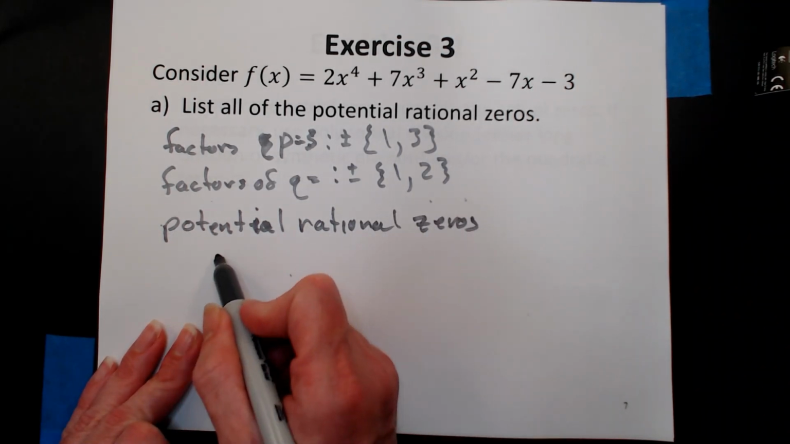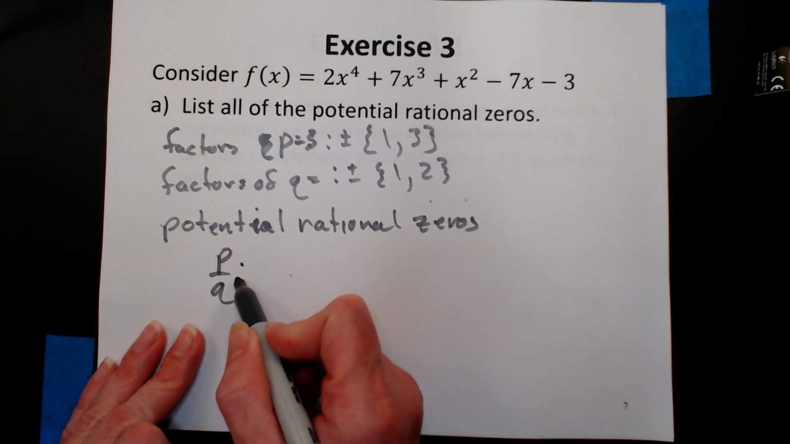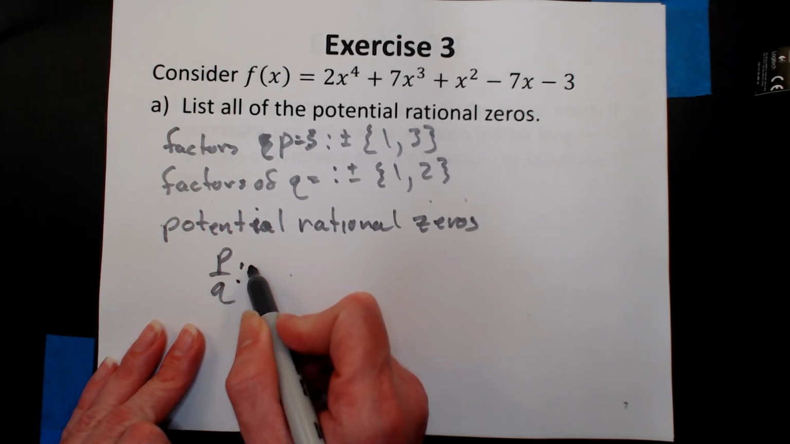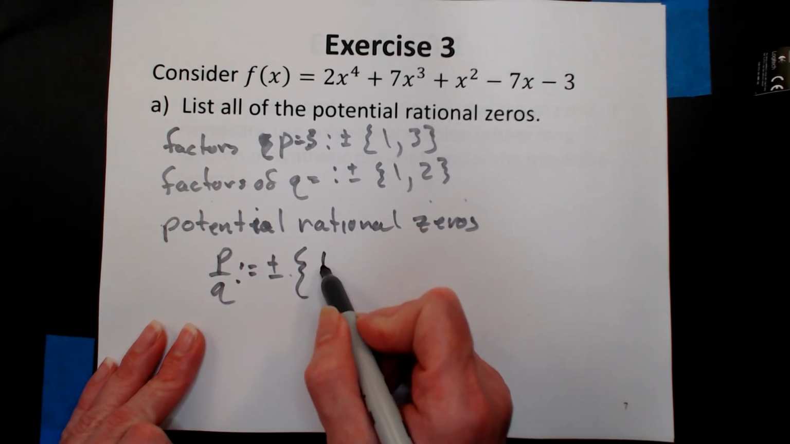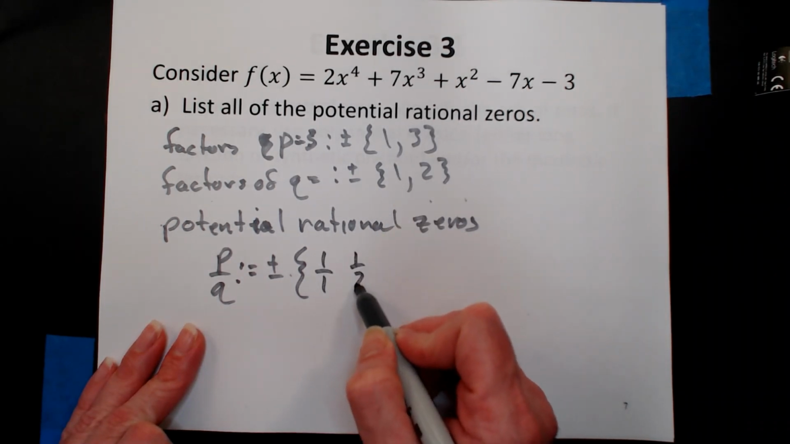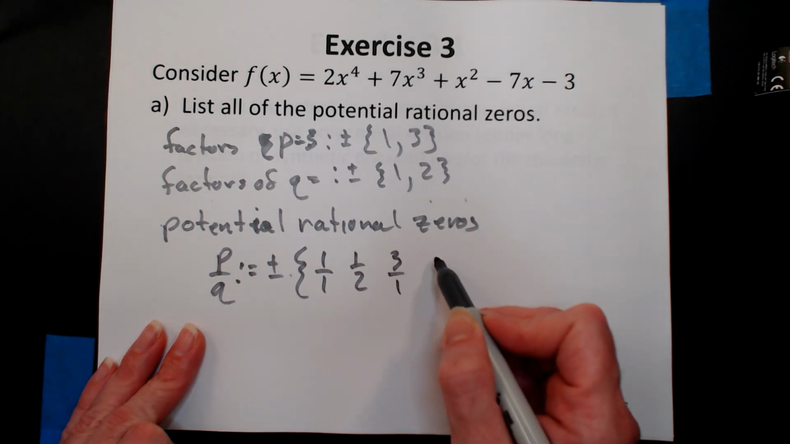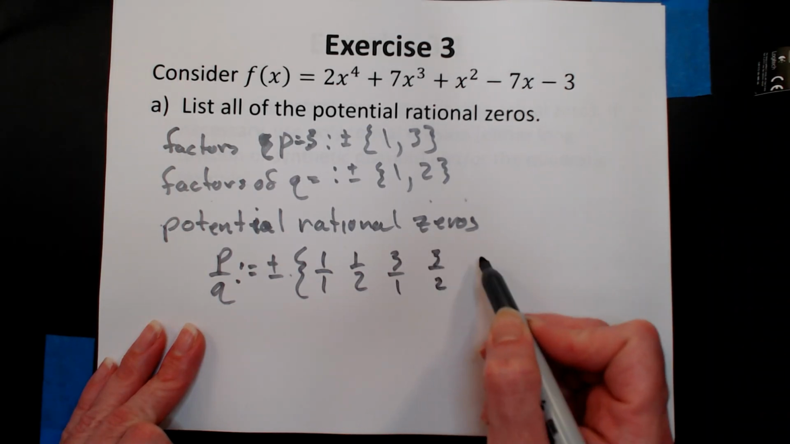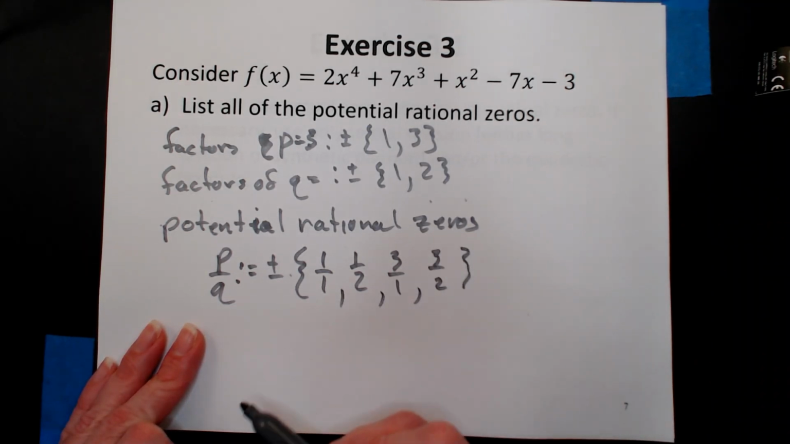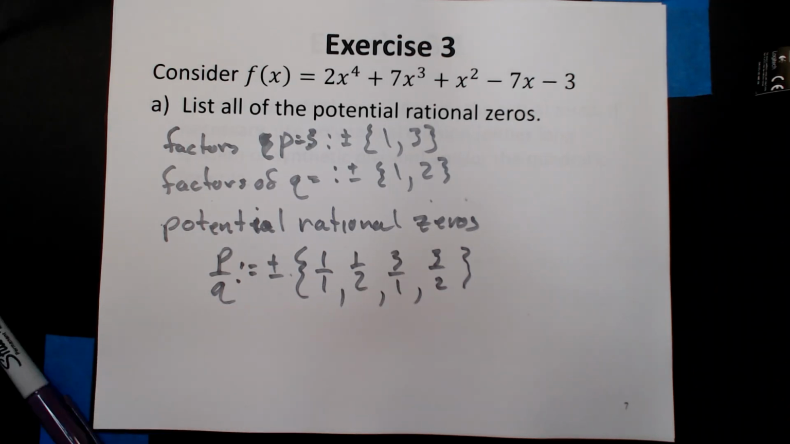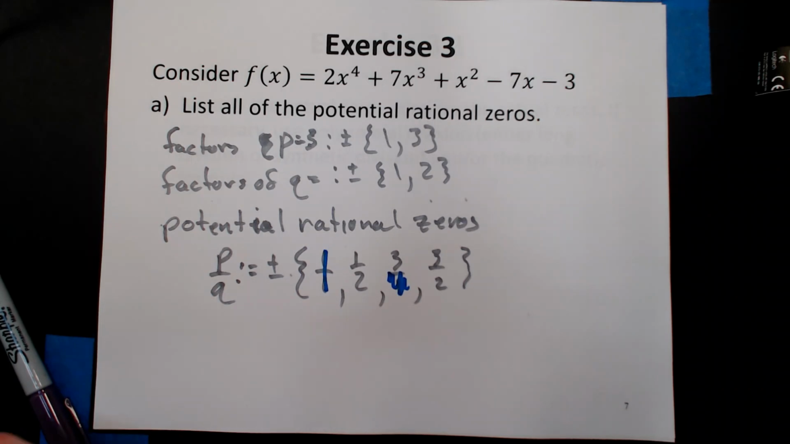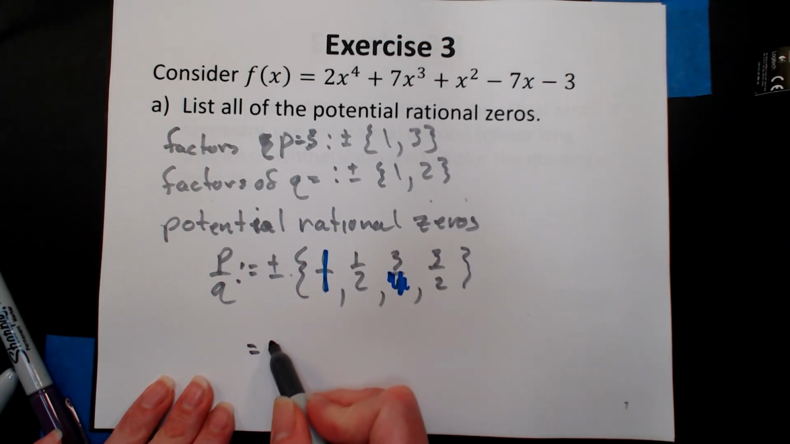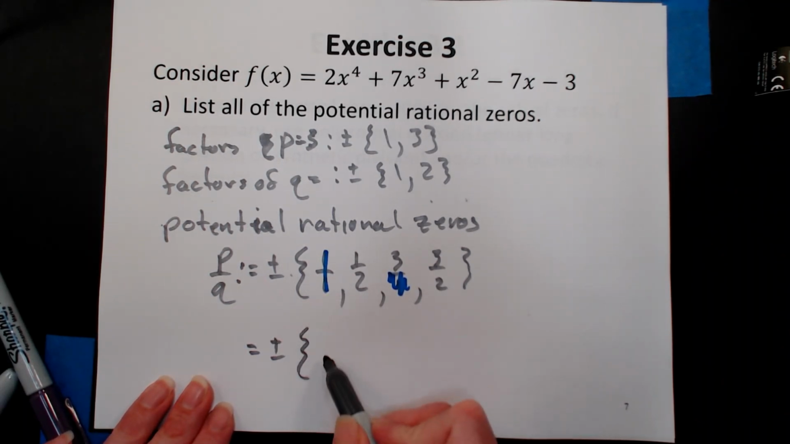So the potential rational zeros are p over q, and that's going to give me plus or minus 1 over 1, 1 over 2, 3 over 1, and 3 over 2. Once again, we wouldn't write this; this would be written as 1, and this would be written as just 3. So to rewrite this list to make sure that we got it right when we plugged it into Hawks.